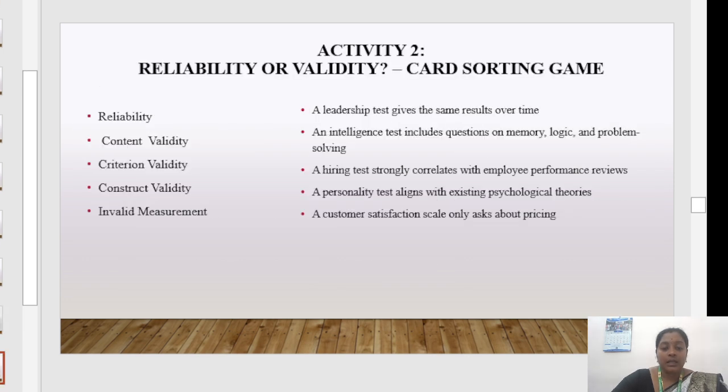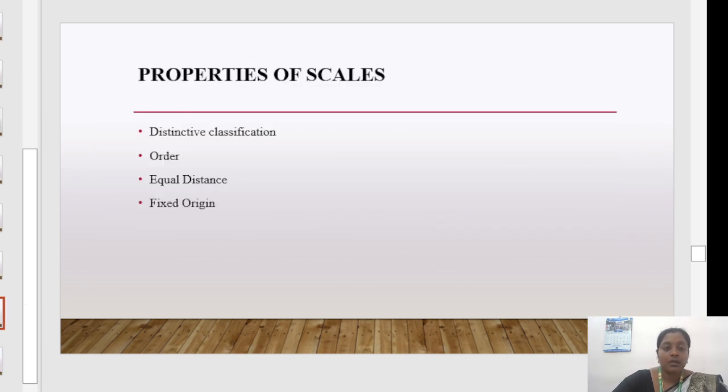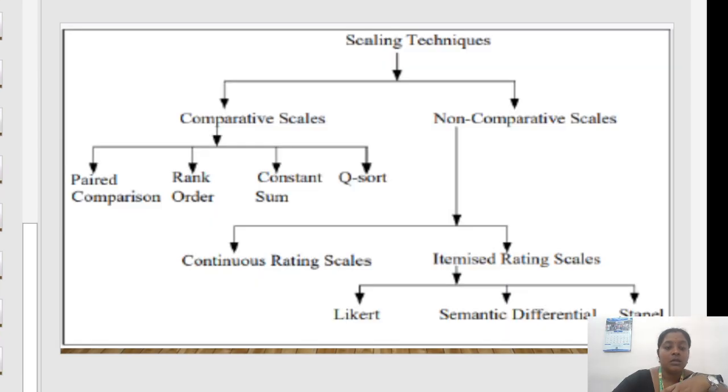The types of scaling. Scaling is generally classified into comparative and non-comparative scales. Comparative scales require the respondents to compare one object, person, or concept with another. Examples include paired comparison scales, rank order scales, and constant sum scales.